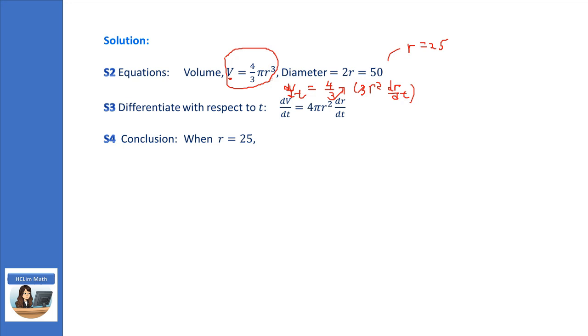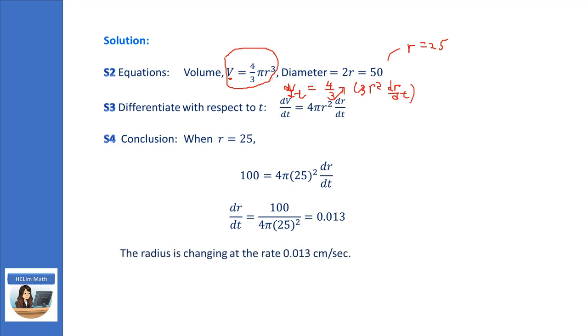Okay, since I have my r equal to 25 and I have my dV/dt equal to 100, I simply substitute into the differential equation. So I do the calculation and simplify it. I have my dr/dt is 0.013. So this means that the radius is changing at the rate of 0.013 centimeters per second. Since the value is positive, that means that the radius keeps on increasing.